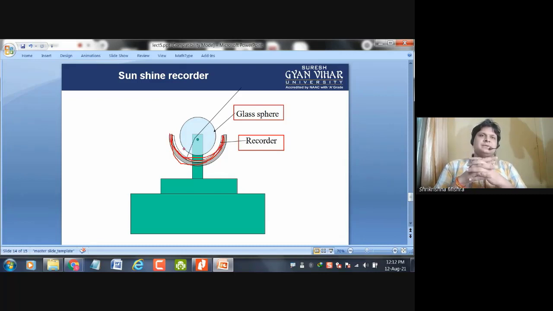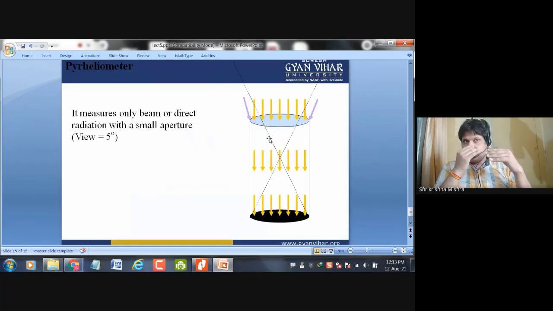So this is the recorder. This is the glass sphere. Whatever radiation strikes this glass sphere is reflected and burns this paper. This is a special type of paper which gets burned, and on this paper there is a scale made on it. By that scale, the time of the day is written, so we can understand at what time you were having the radiations. All right, so this is your sunshine recorder.